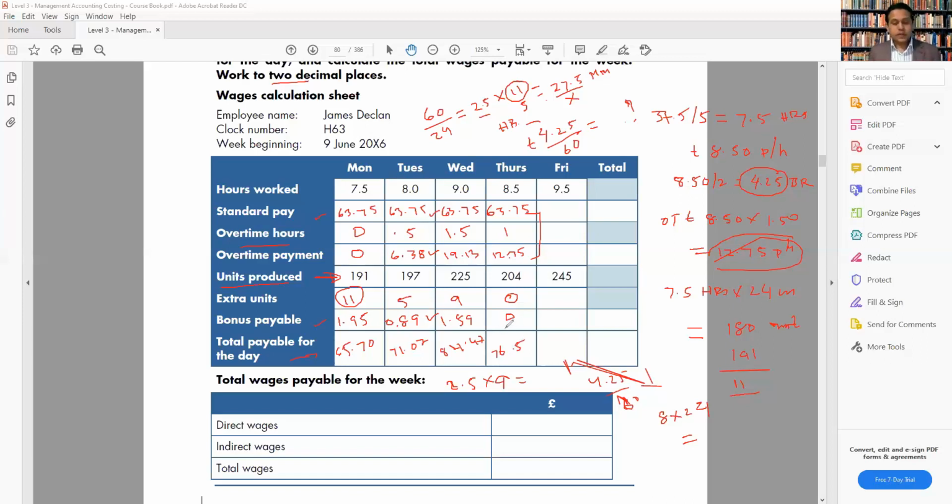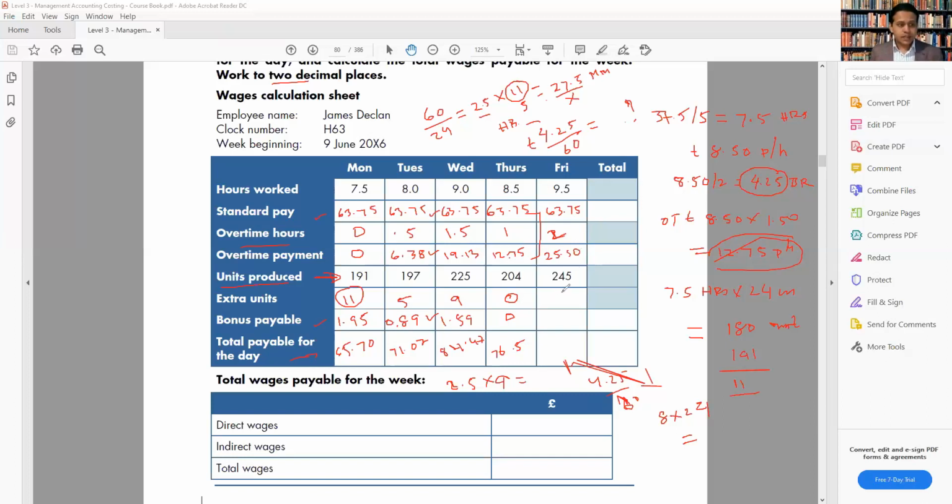And last, the Friday one. Standard pay same, 63.75. Overtime, how many hours is overtime here? 2 hours. And how much will be the overtime payment? 25.5. Very well done. 25.50.